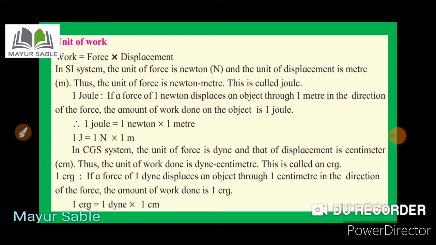In the CGS system, the unit of force is dyne and that of displacement is centimeter. Therefore, the unit of work is dyne centimeter, and a dyne centimeter is called an erg. So, what is 1 erg? If a force of 1 dyne displaces an object through 1 centimeter in the direction of the applied force, the amount of work done is 1 erg. So, 1 erg is equal to 1 dyne into 1 centimeter.